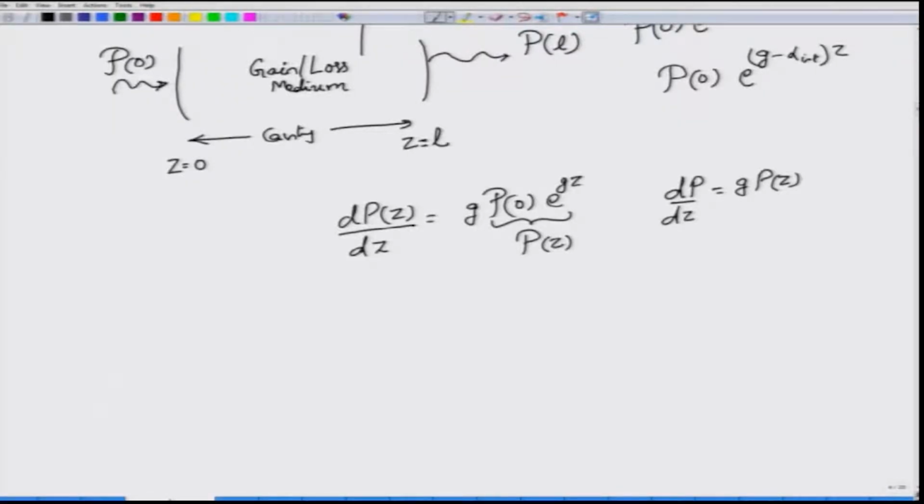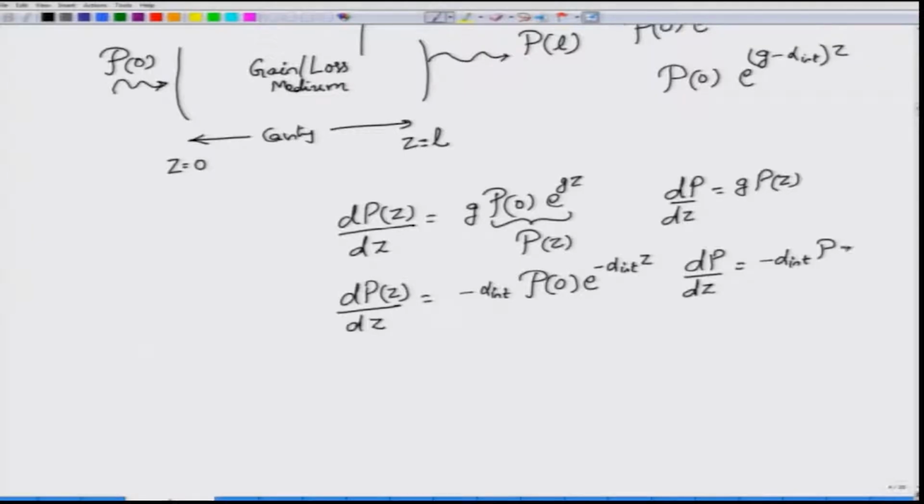Now, of course, you can also derive another equation for the loss. In case you are only looking at the loss term, then alpha int will come out and then you still have P of 0 e to the power minus alpha int z. So, the other equation that you are going to get will be dP by dz is equal to minus alpha int times P of z.